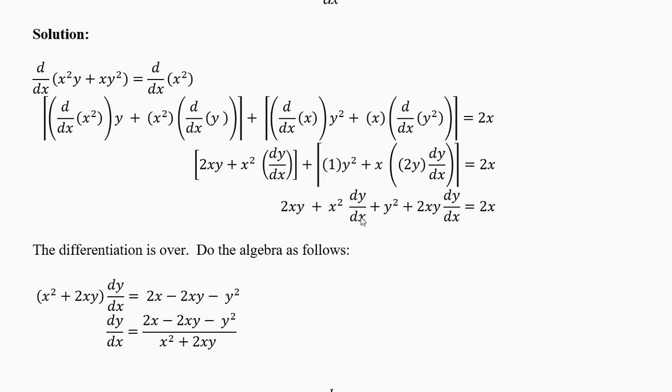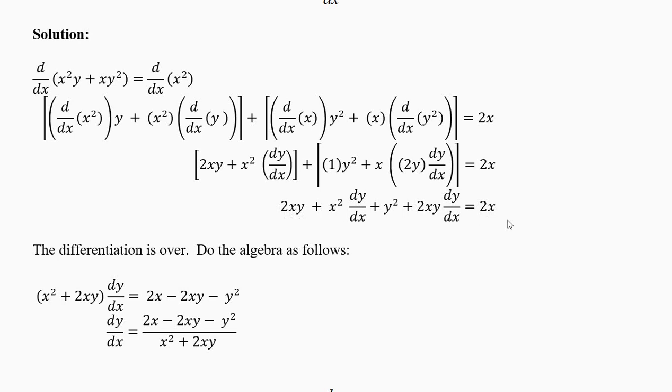Now keep dy by dx on the left. Dy by dx is on the left. What do you have here? Open a bracket. X square plus 2xy. Copy it, x square plus 2xy into the round bracket, which will be used for dividing after some time. Now take all the other things without dy by dx to the right side. 2x minus 2xy minus y square.